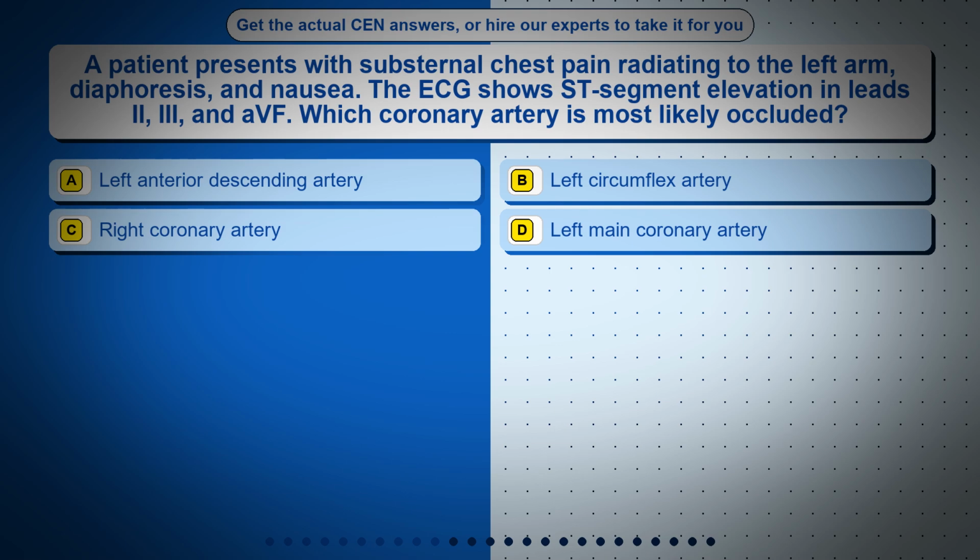Option A, left anterior descending artery. Option B, left circumflex artery. Option C, right coronary artery. Option D, left main coronary artery.